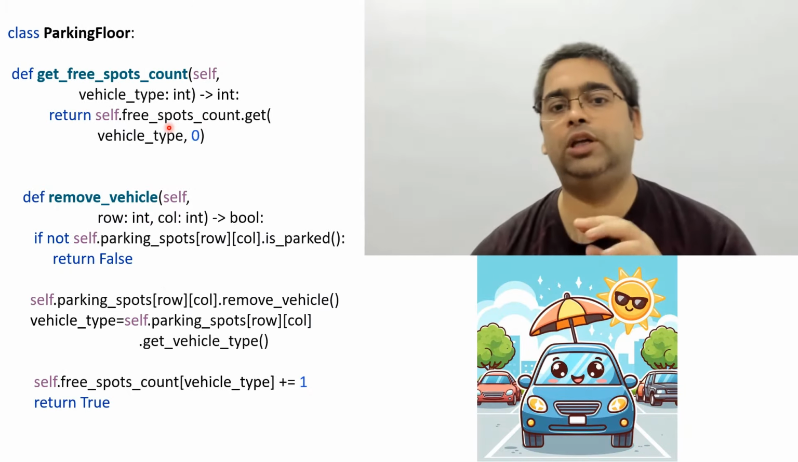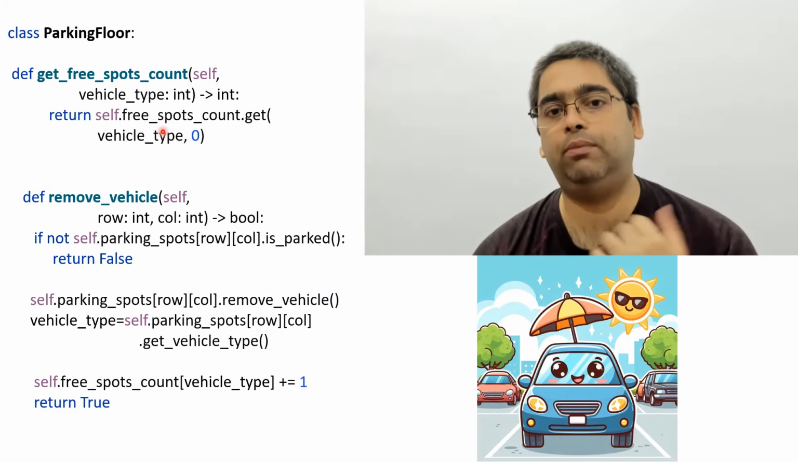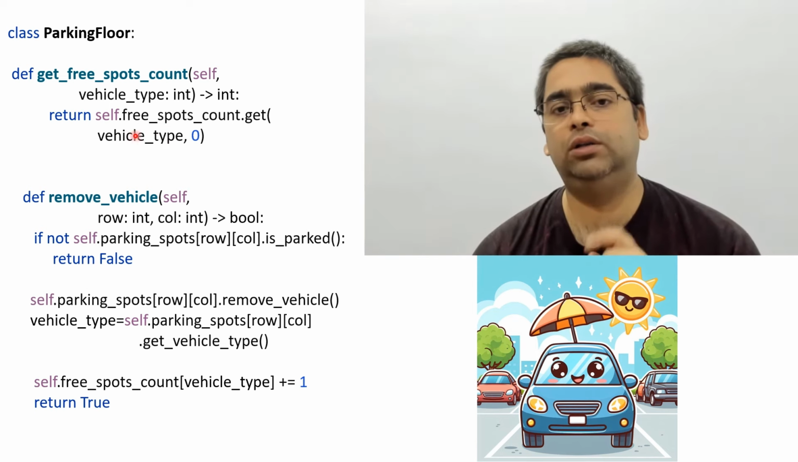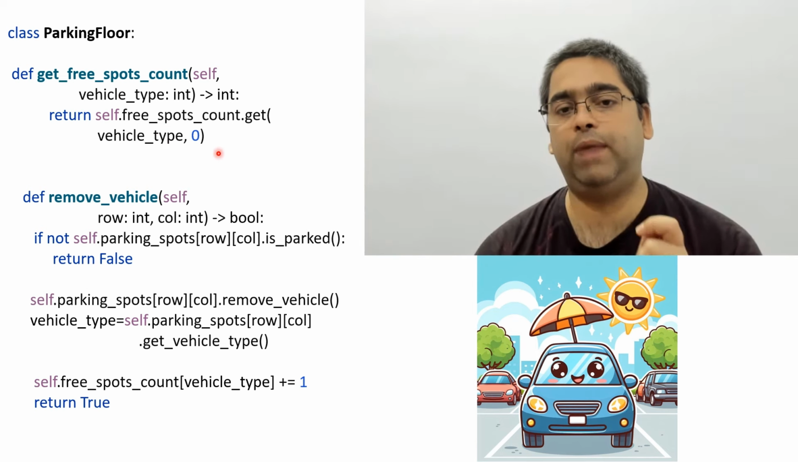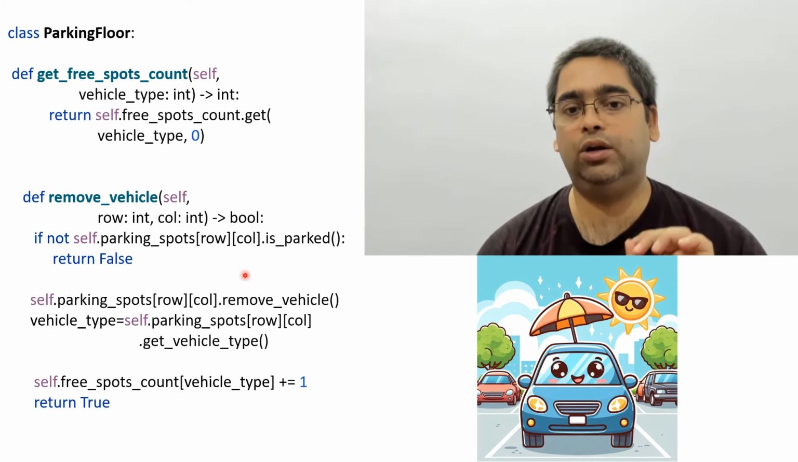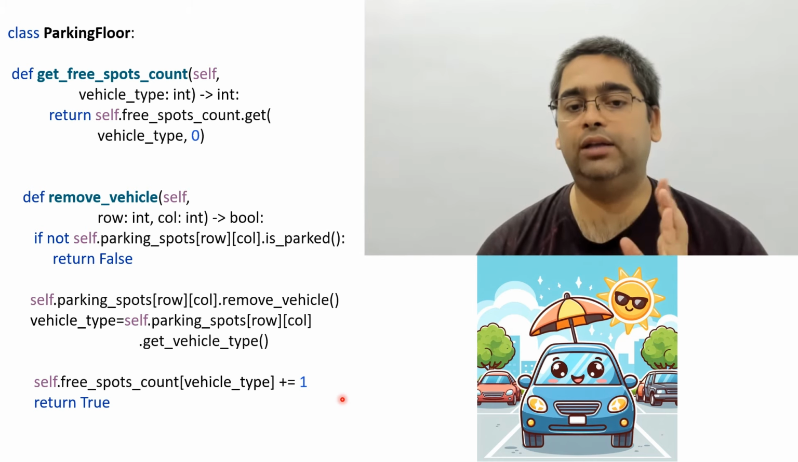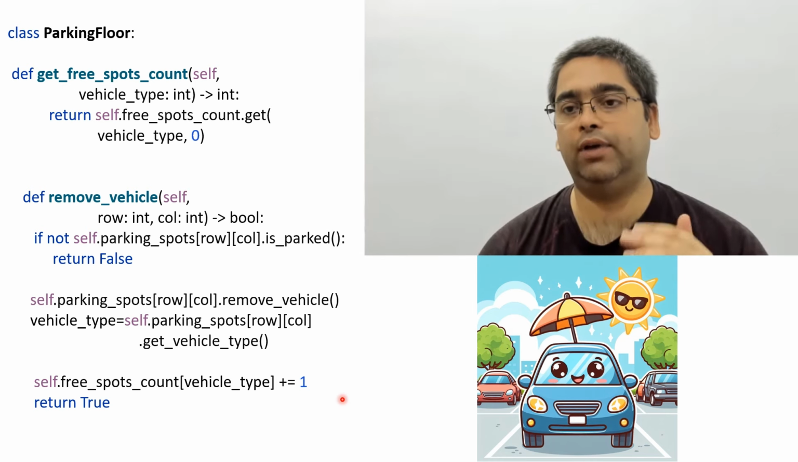Parking floor also keeps the count of free spots in the map we just saw. So when this method is called, it simply fetches the count from the map and returns. If the vehicle type is not found, then it returns 0. It also removes vehicle. It checks whether the vehicle is there or not. If it is there, then it removes it and increments the free spots count for that vehicle type by 1.